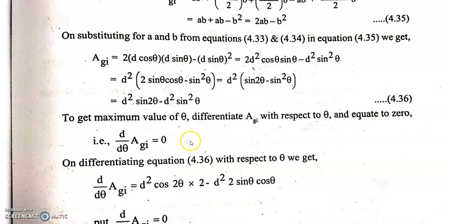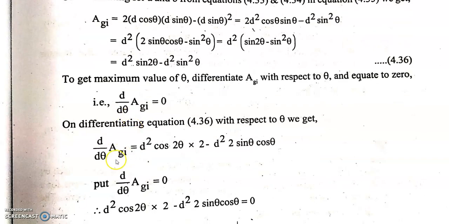Now we are going to find the value of theta for which we will get the maximum value of the four dimensions. To get that, this gross core area equation is going to be differentiated with respect to theta and then equated to 0. Theta is the variable here, so it is differentiated with respect to theta.